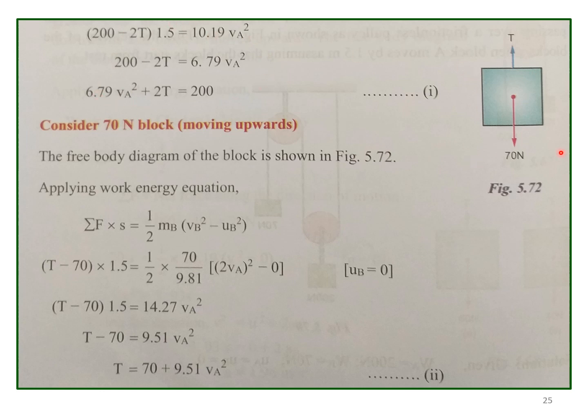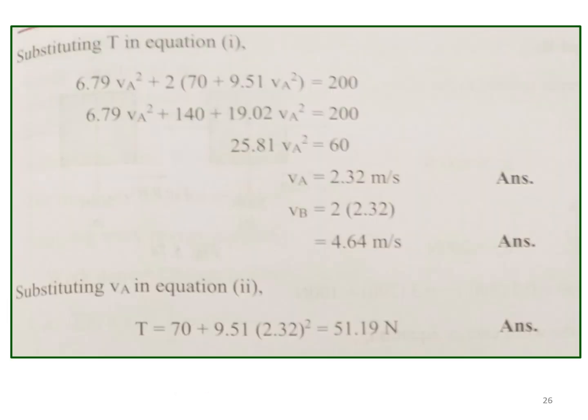Similarly, consider the 70 Newton block, which is connected by a single string. This is the free body diagram. When you apply the work energy equation for this block, the net force in the direction of the motion will be T minus 70. This is the direction of the motion. Therefore, T minus 70 into 1.5 will be equal to this. So you get another equation like this. So you get T is equal to 70 plus 9.51 VA. After simplification, we get VA is equal to this and VB is equal to 2 into VA. Therefore, we get the velocities of each block separately.